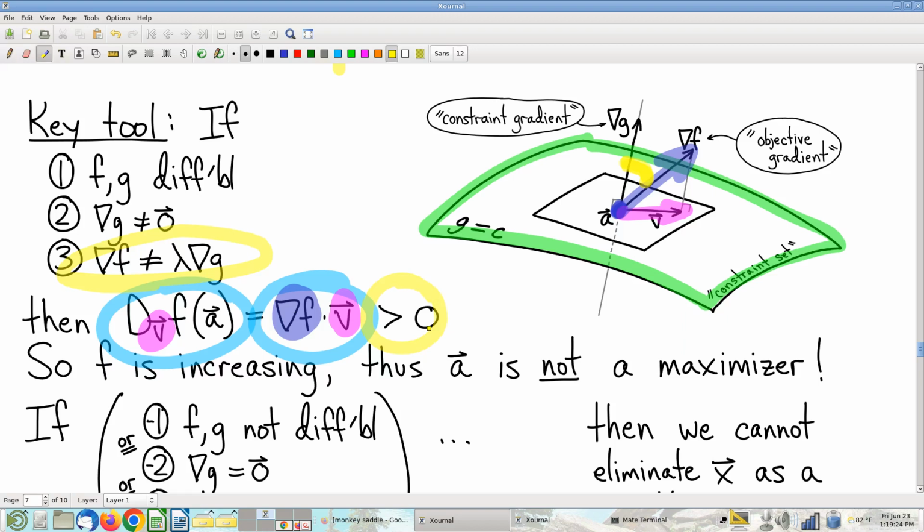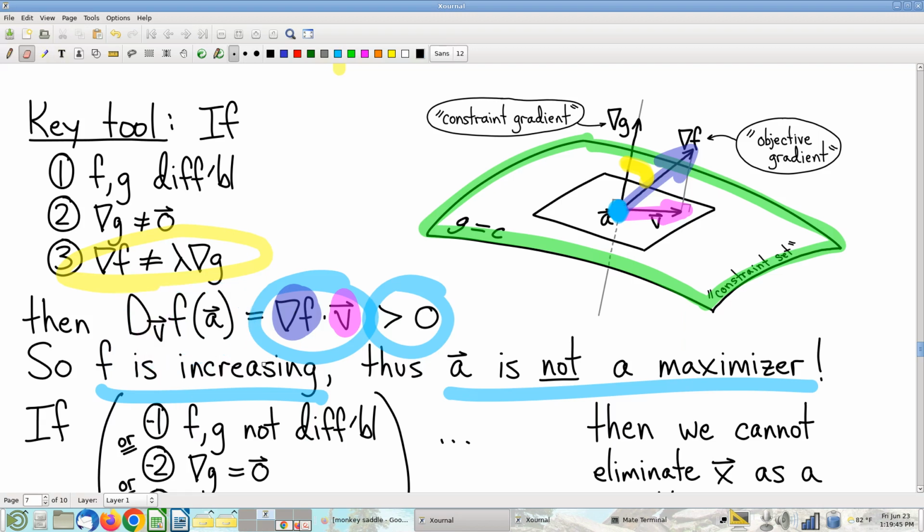Oh, wrong color. Sorry. The directional derivative is positive. The function's increasing. This point is not a maximizer. Everybody happy? This is the nugget that makes it work. This is, underneath it all, why Lagrange multipliers works.